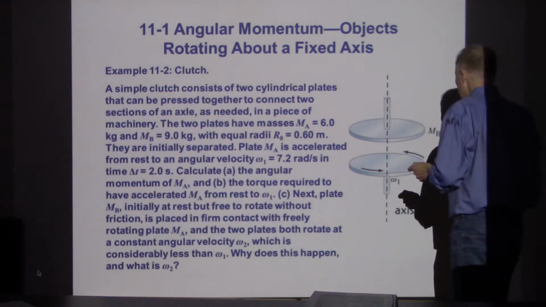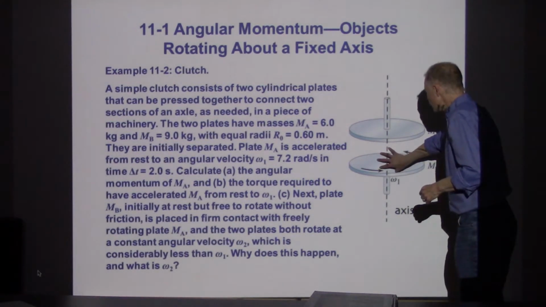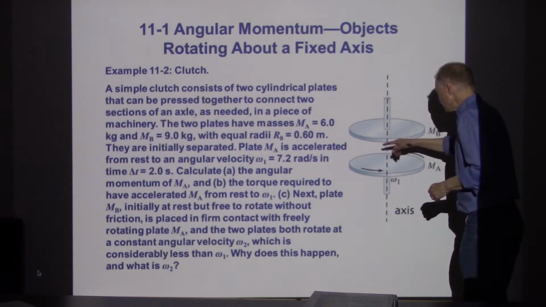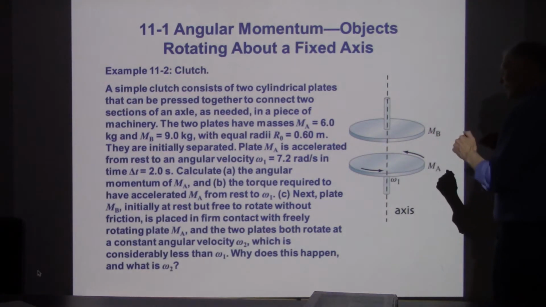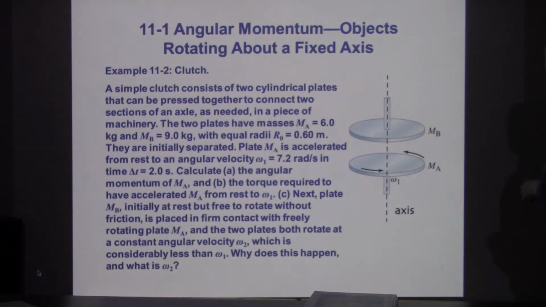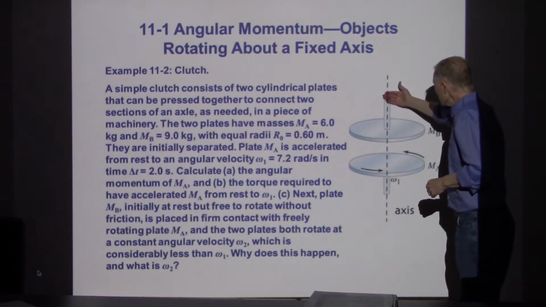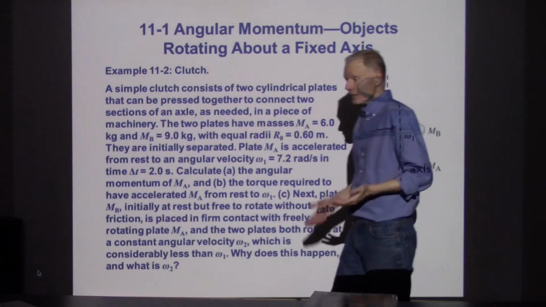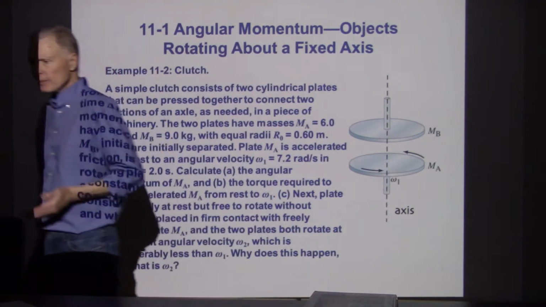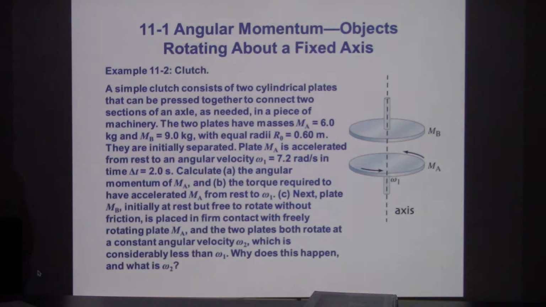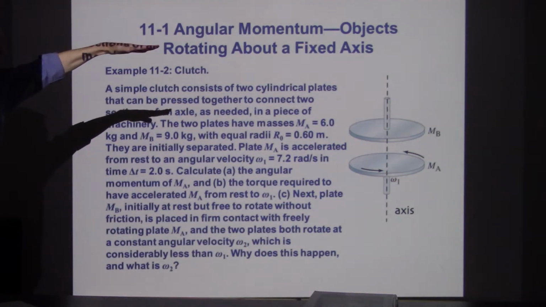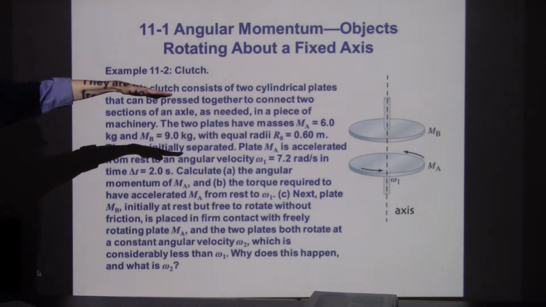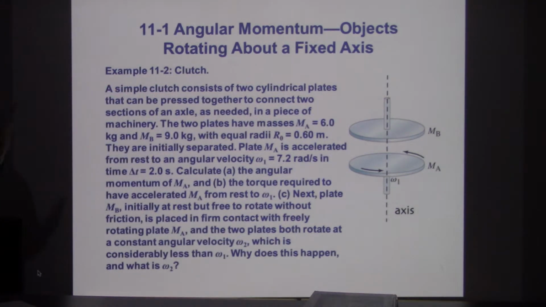What they're saying here is this was driven initially and brought up to speed, but then it was isolated. Because when the other plate comes down and makes contact, it's like an inelastic collision. If you want to think back to chapter 9, what's happening here is the upper plate comes down, runs into the lower plate, and it's like an inelastic collision.